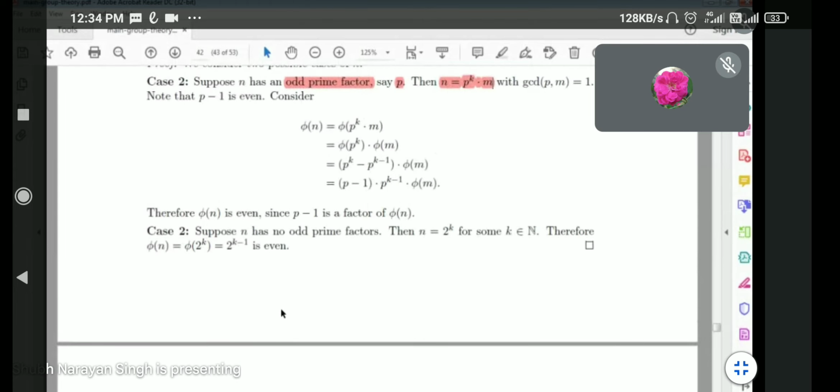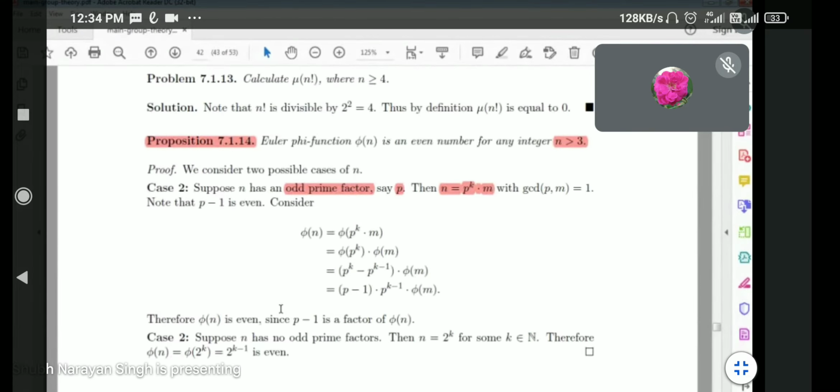So I included this result. This is an interesting result, and always remember that phi(n) is an even number when n is greater than or equal to 3.